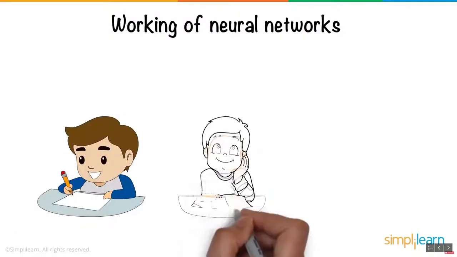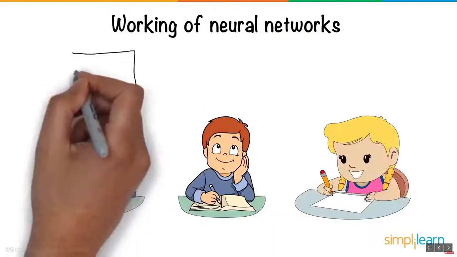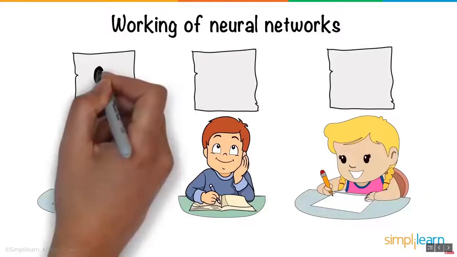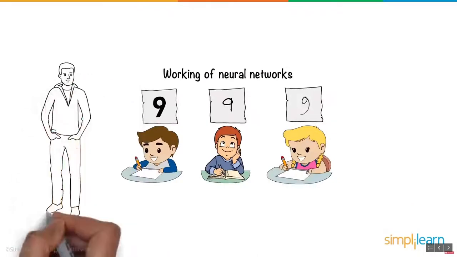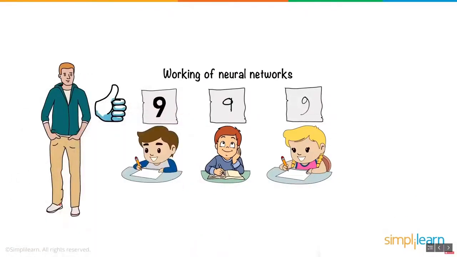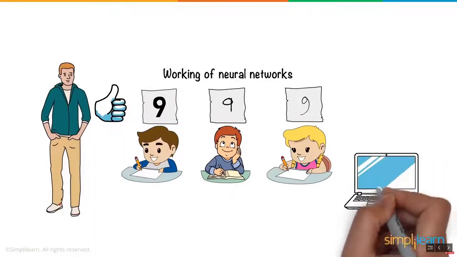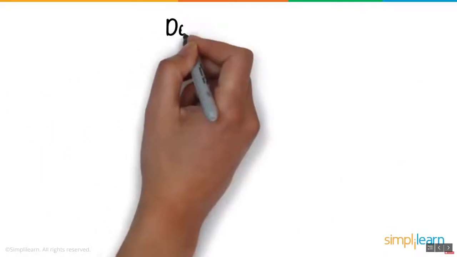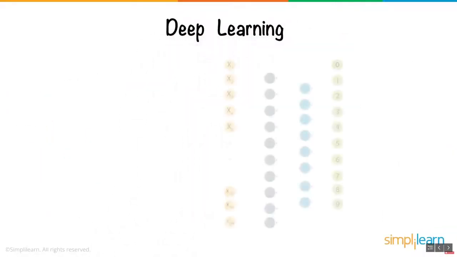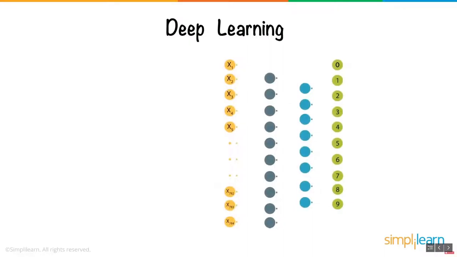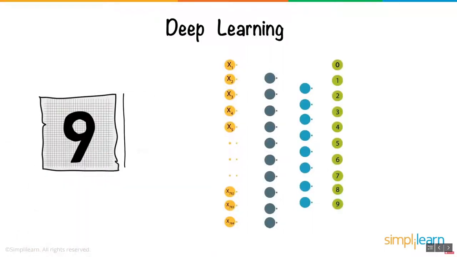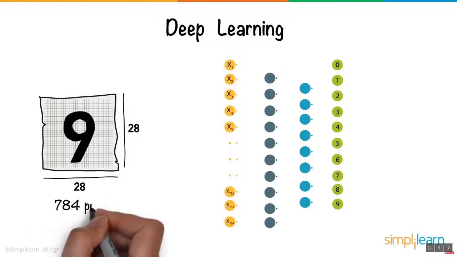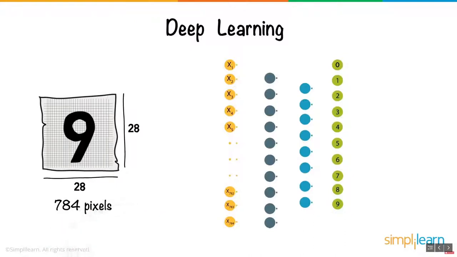Here, we have three students. Each of them write down the digit 9 on a piece of paper. Notably, they don't all write it identically. The human brain can easily recognize the digits. But what if a computer had to recognize them? That's where deep learning comes in. Here's a neural network trained to identify handwritten digits. Each number is present as an image of 28 times 28 pixels. Now, that amounts to a total of 784 pixels.